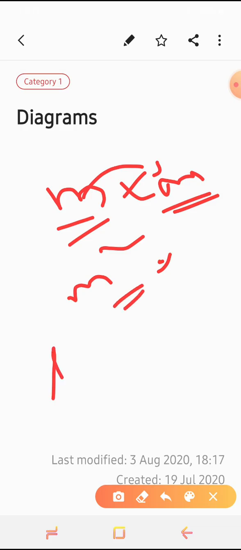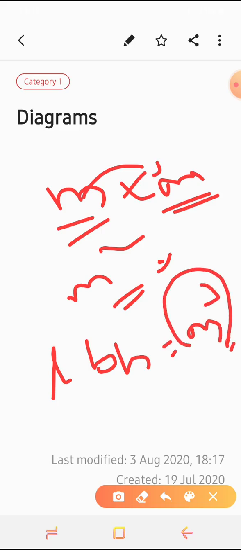Then volume, we use L into B into H. Here m cube will come. So this m cube is derived from fundamental. Taking M alone, that is fundamental. So we combined three M's, three fundamentals, and that is called a derived one. So, understood about the derived and fundamental units?